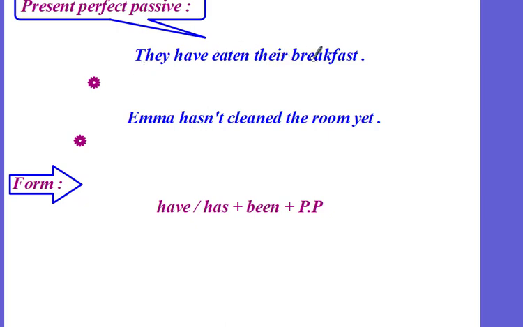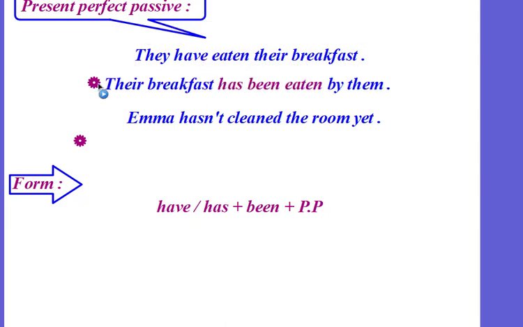They have eaten their breakfast, so we will turn it into passive. What is the form here? Yes, the form is have or has plus been plus bb. Have or has been plus bb. So you have to follow the rule. We will start with, yeah, here is the object, which is breakfast. So we will start using breakfast. Their breakfast has been eaten by them.